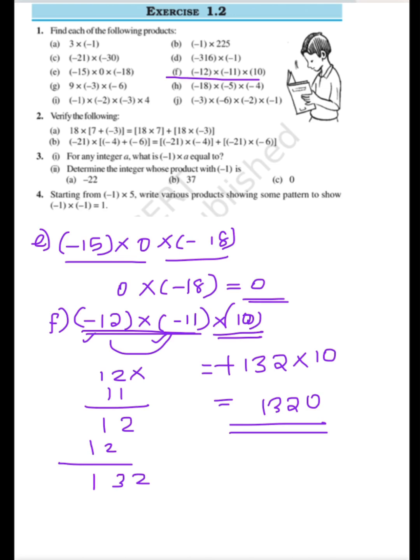Multiplication with 10, 100, 1000 and all, it's very easy. I hope you know that. So the answer will be 1320. So this is the answer for F.